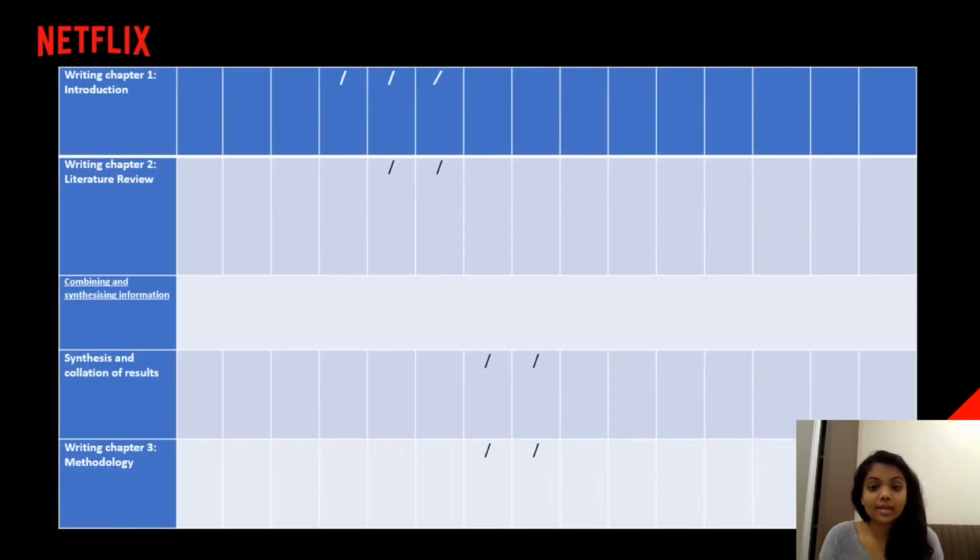Next would be the writing of chapter 1, which is our introduction, which will take place in weeks 4, 5, and 6. And the next would be the writing of the literature review, which is in weeks 5 and 6. So that is all under assessing studies for eligibility.